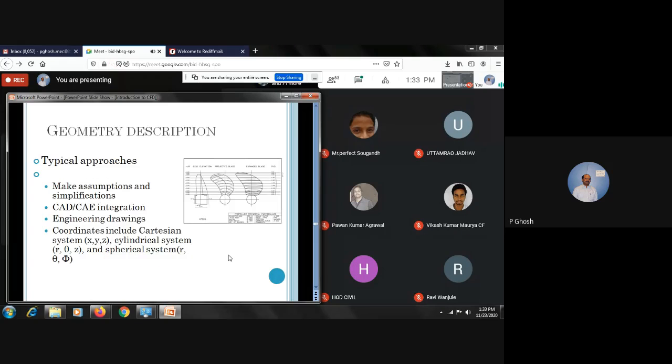So this is a typical approach. We take CAD or CAE integration, then we make engineering drawings, and then we do AutoCAD. There is an IGES format which can take all of it. If you create a CAD drawing, the IGES format will be able to take that format into any CFD software. It's an internationally validated format. So all the software provide the IGES format. If you get a CAD or CAE drawing, it will be in IGES format, and you can incorporate that in Fluent.